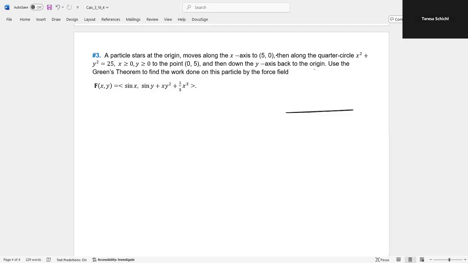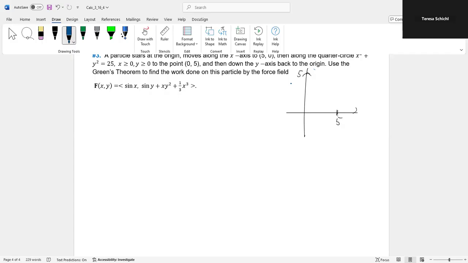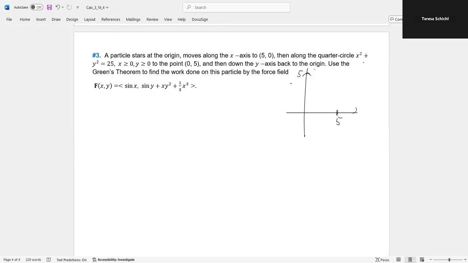Okay, so it's (5, 5). All right. So let's say I have this. This is my curve. It started at the origin, moved to (5, 0), then along the semicircle here.